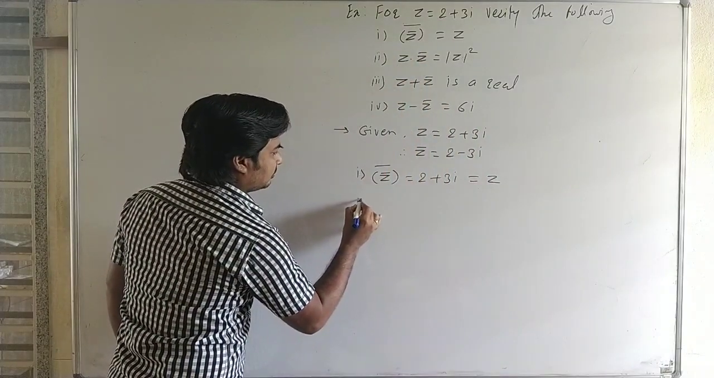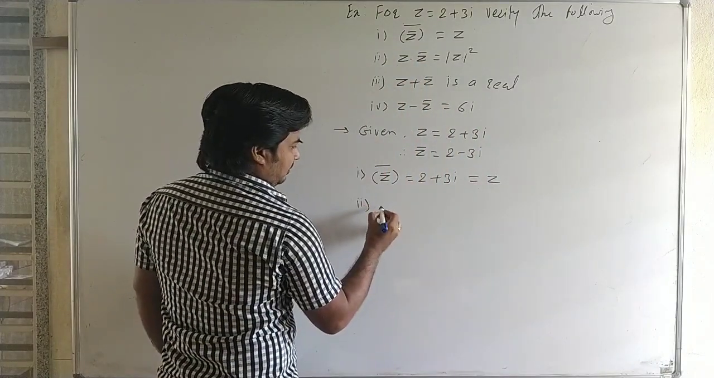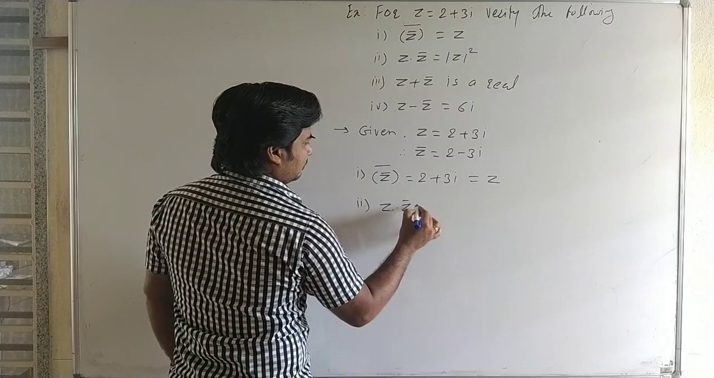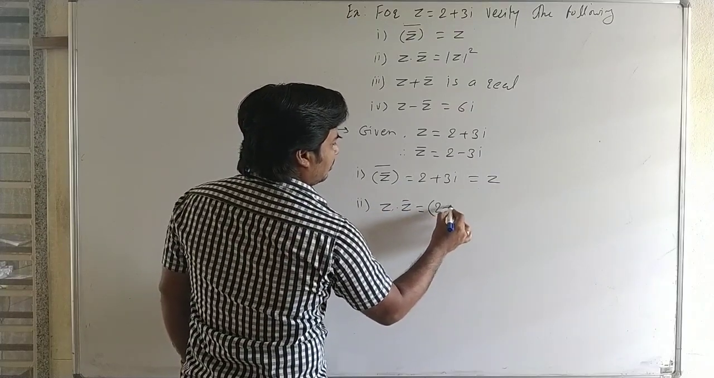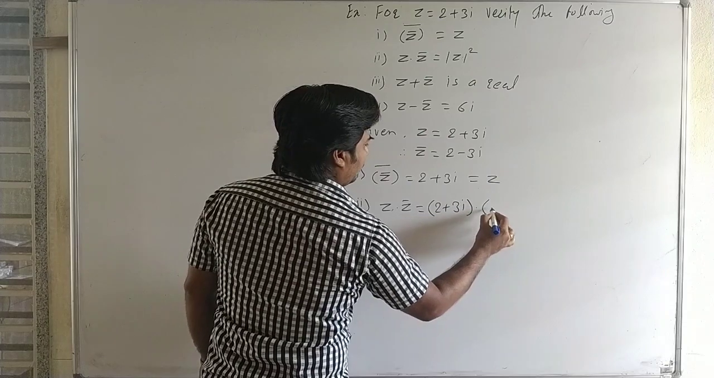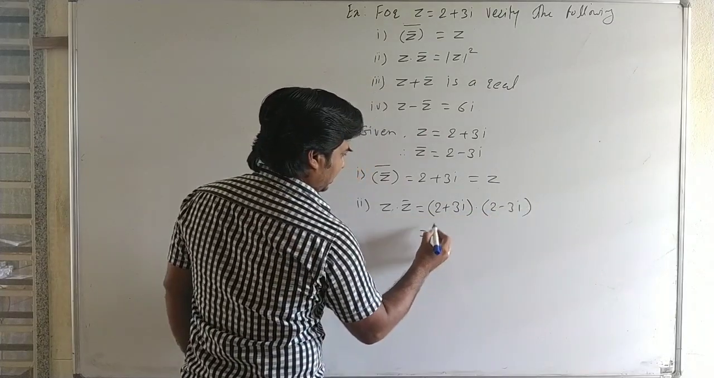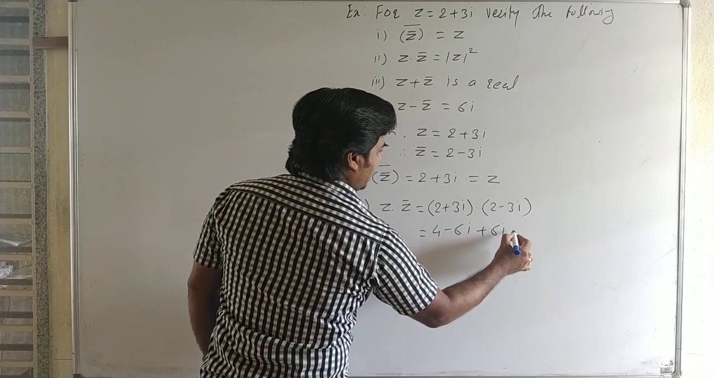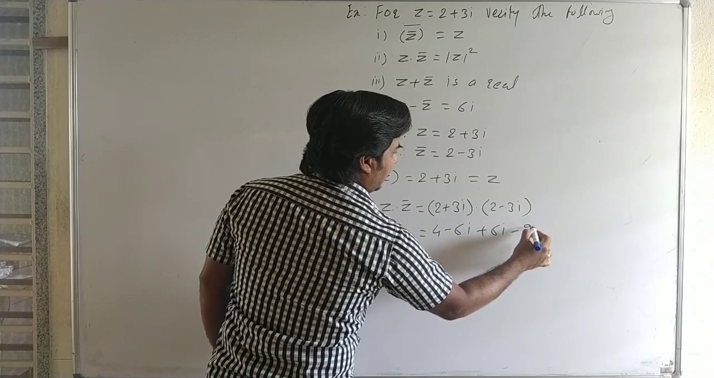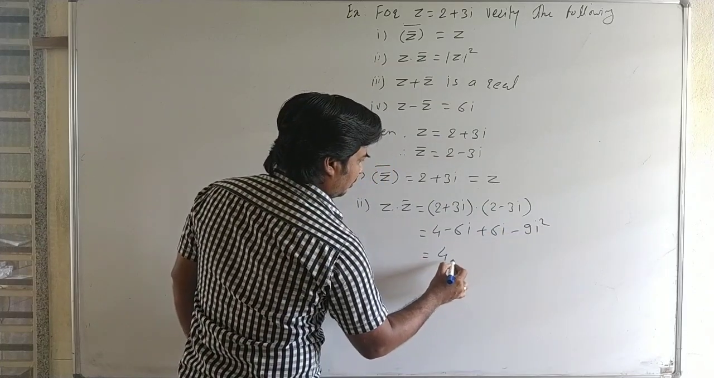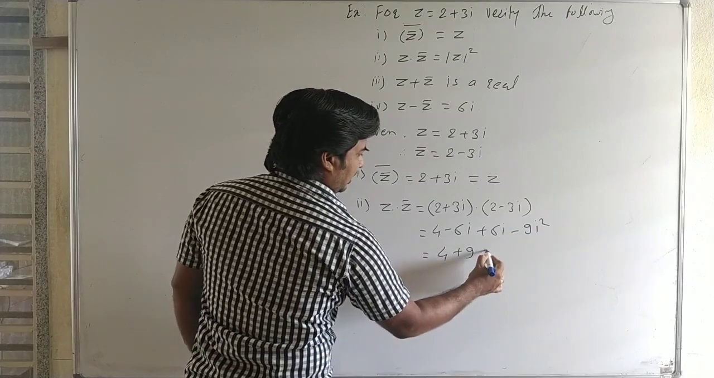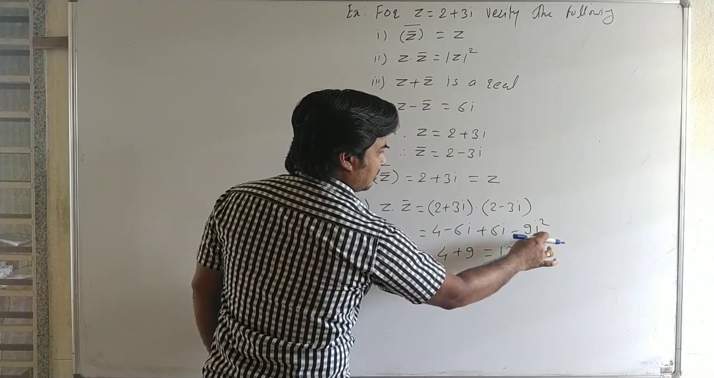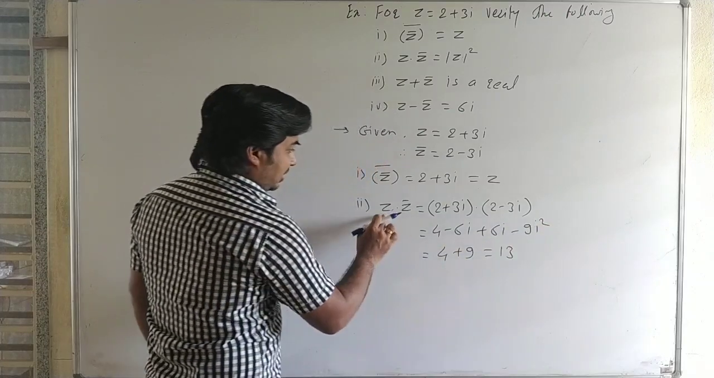Then second, here first find Z into Z bar. Therefore it is 2 plus 3i into 2 minus 3i, and then it is 4 minus 6i plus 6i and minus 9i square, therefore 4 plus 9 and is equal to 13. It is 4 minus 6i plus 6i gets cancelled, i square is minus 1, therefore it is plus 9.